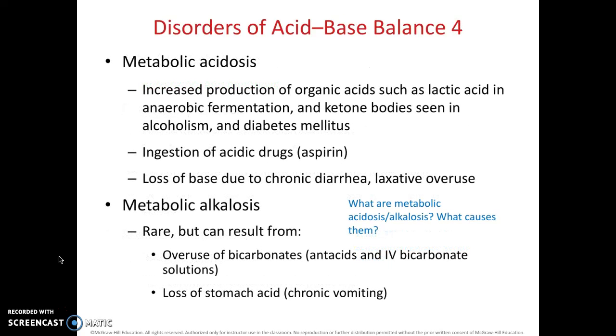Metabolic acidosis results from an increased production of organic acids like lactic acid or ketones in alcoholism or even in diabetes. The ingestion of acidic drugs like aspirin can also lead to metabolic acidosis. It could also be because of losing bases due to chronic diarrhea or laxative overuse. And there's also metabolic alkalosis, which is rare but can result from overuse of bicarbonates such as antacids and IV bicarbonate solutions. Or it could be from the loss of stomach acid, like with chronic vomiting.